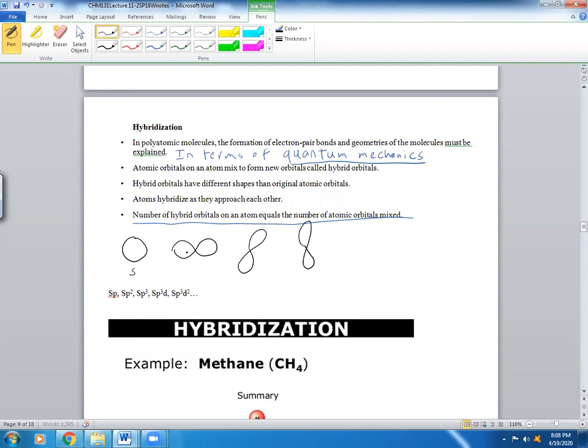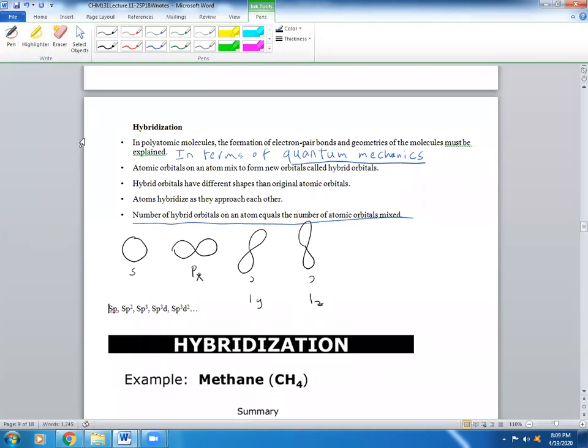Okay, I drew this because, so this is px, this is py, and this is pz. If you recall, the p orbitals, we have 3 of them, and they're along the 3-dimensional axes. If you take the s and mix all of them together, you get what we call hybrid orbitals.